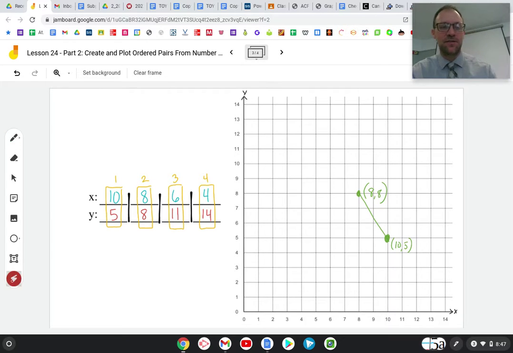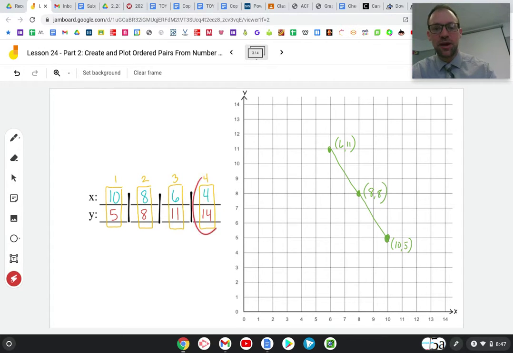All right. Our third ordered pair is 6, 11. So let's go over to 6, up to 11. There it is. That's 6, 11 in parentheses. We'll continue to connect these points with as straight a line as possible.